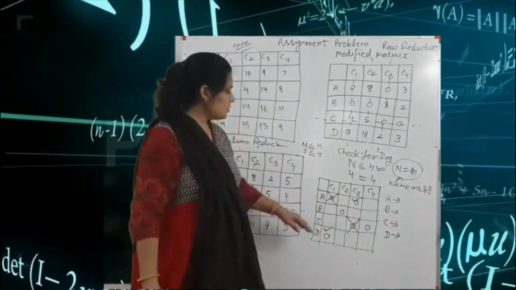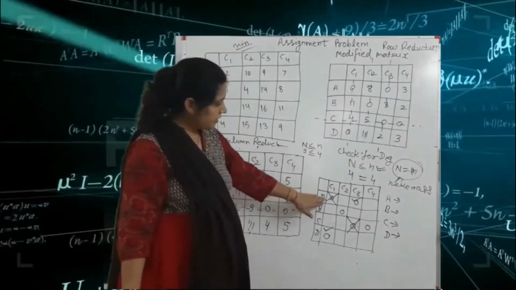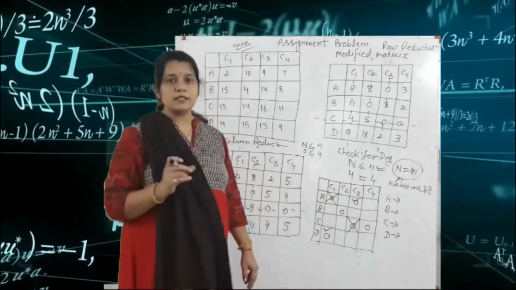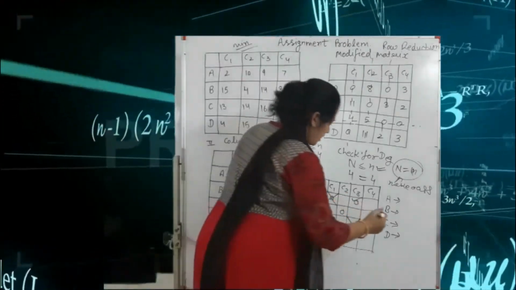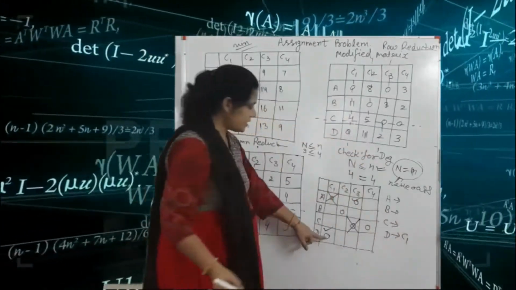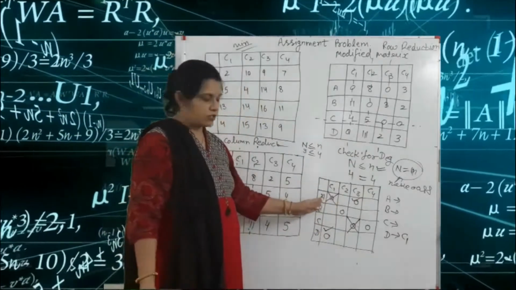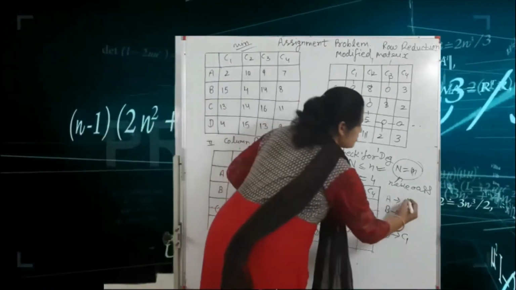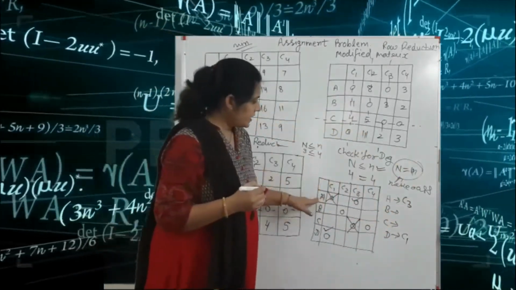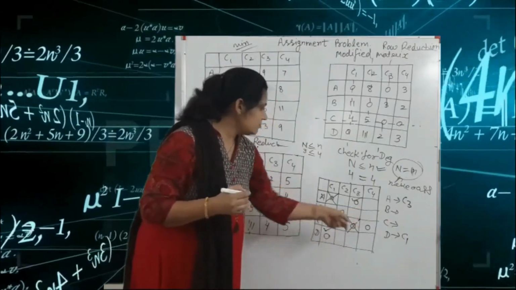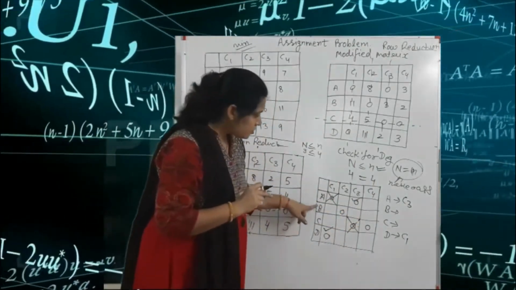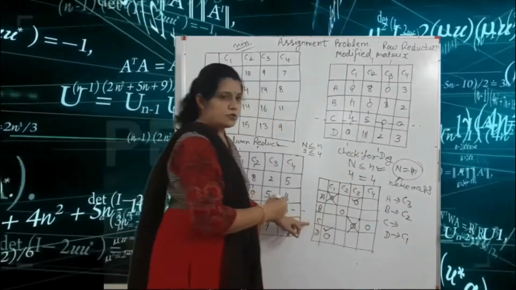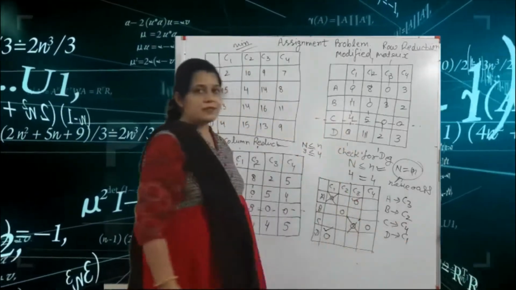So according to A, first we find only the unique assignment. Unique assignment means what? D tends to C1. If D tends to C1, then we write the cross sign here. So A has only one option, C3. So A tends to C3. If A tends to C3, then in this C3 we write the cross sign. So B tends to C2 and C tends to C4. So this is the unique assignment.